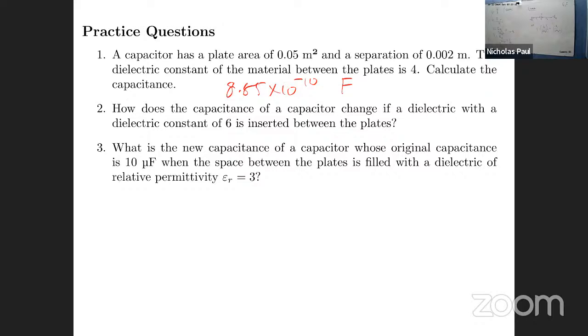This is supposed to be 8 because I want this to tell me that it's double. Now, number 2 by itself. They give you the original capacitance and the new permittivity. What will be the new capacitance?